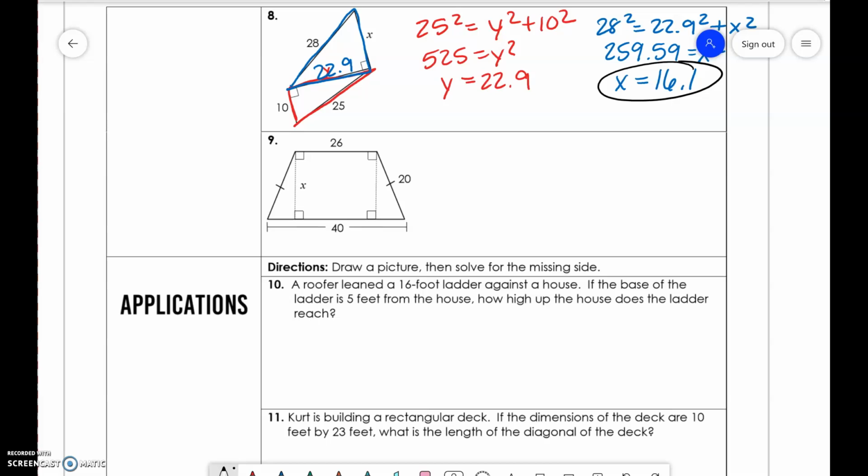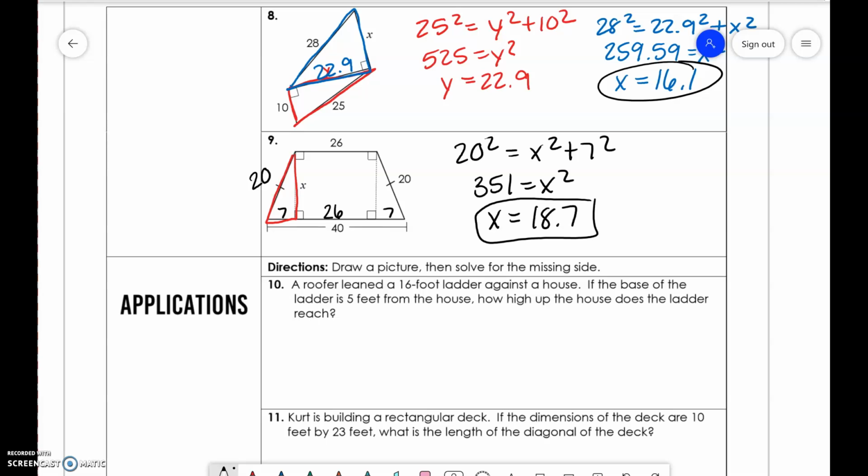So we have to add some information here. If this is 26, this down here is also 26. And then if you do 40 minus 26, we get 14 divided by 2, which is 7. So that means both of those sides are 7. So what we need to do is we first need to, oh, and I also have 20 over here because they're the same. Now I can use that red triangle. And there we go.